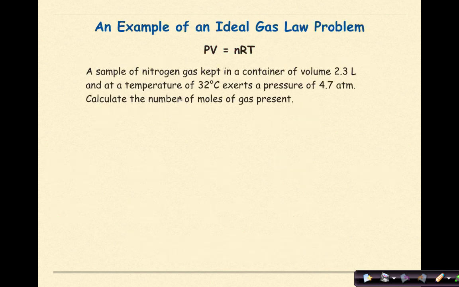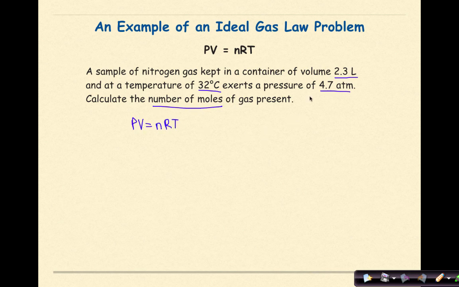Let's see some examples of the ideal gas law problem. A sample of nitrogen gas kept in a container of volume 2.3 liters and at a temperature of 32 degrees Celsius exerts a pressure of 4.7 atmospheres. Calculate the number of moles of gas present. So the first thing we're going to do is write our formula: PV equals nRT.